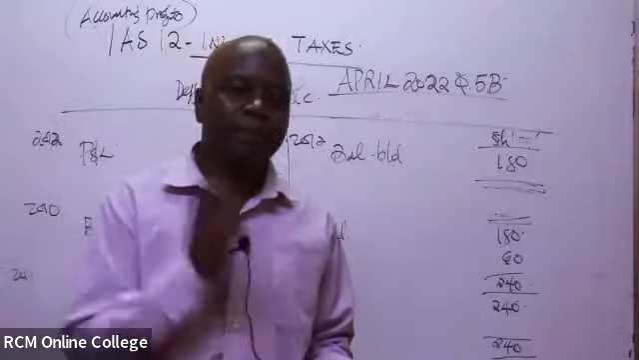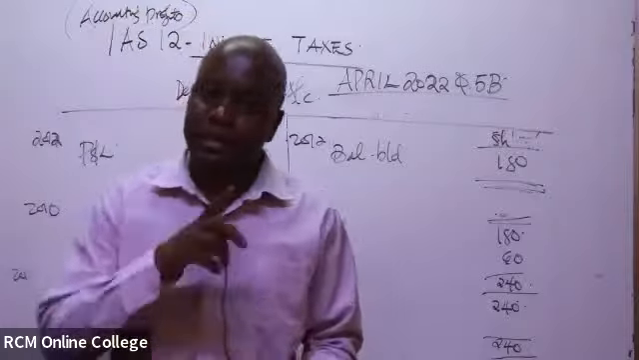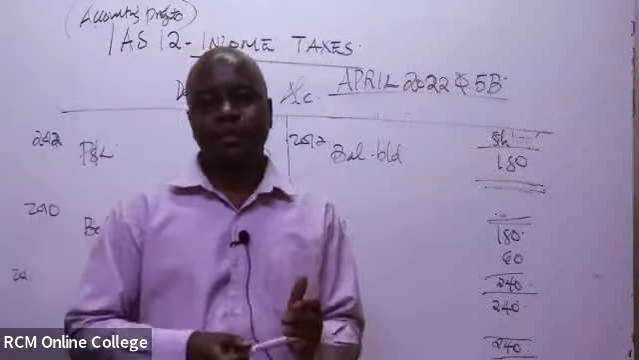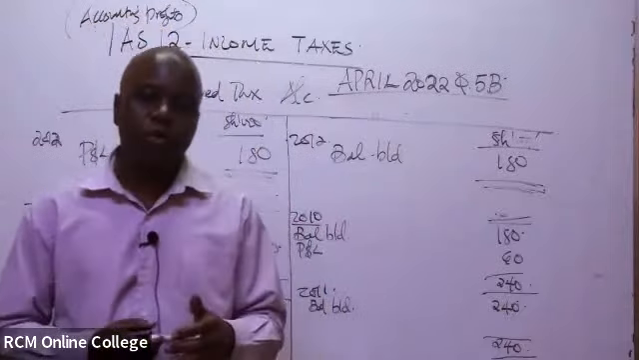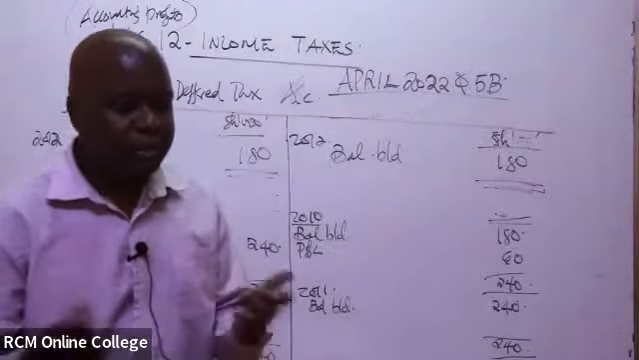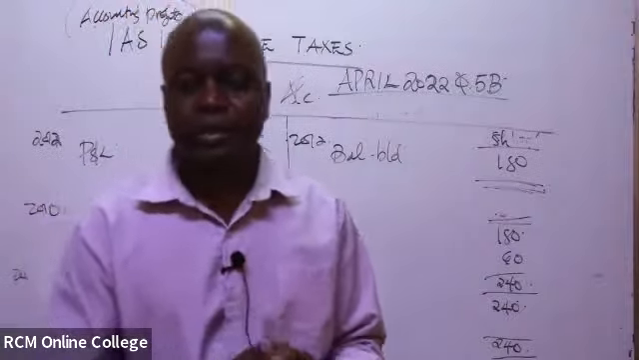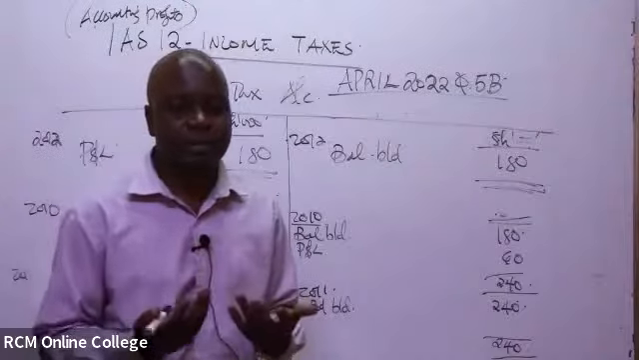When you debit the P&L account, or the income statement account, that is an expense. You always debit all the expenses in the P&L account. You credit all the incomes in the P&L account. It is just the rule of thumb. There's nothing you can change about it. All incomes are credited in the income statement.